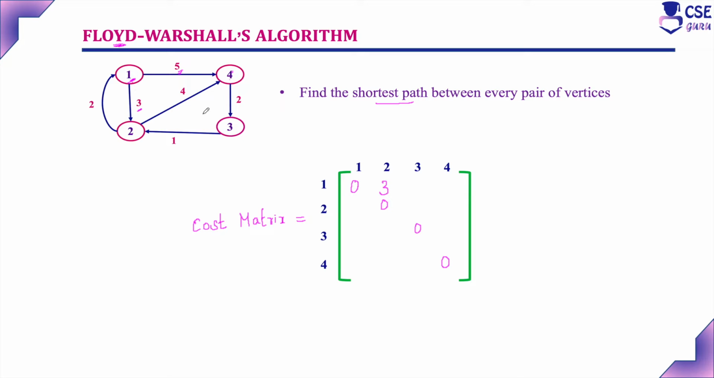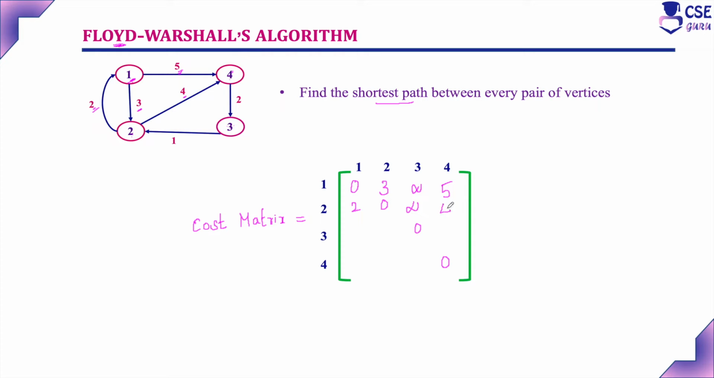And 1 to 3, there is no directed path. We don't know the distance, so we need to consider it as infinite. And 1 to 4 distance is 5. Then 2 to 1, there is a directed path, the distance is 2. And 2 to 3, there is no directed path. We don't know the distance, so it is infinite. And 2 to 4, there is a directed path.